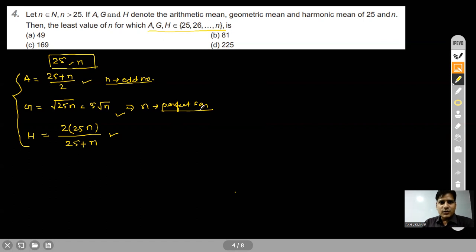So let's move to the options themselves. 49: we see 49 is an odd number, and 49 is a perfect square also. Similarly, 81, an odd number plus a perfect square. Then 169, it is also an odd number and it is the square of 13. And option D is 225. Now, we can do one thing. We can put the values given in the options into H, the harmonic mean, and we will see whether it comes out as an integer or not.